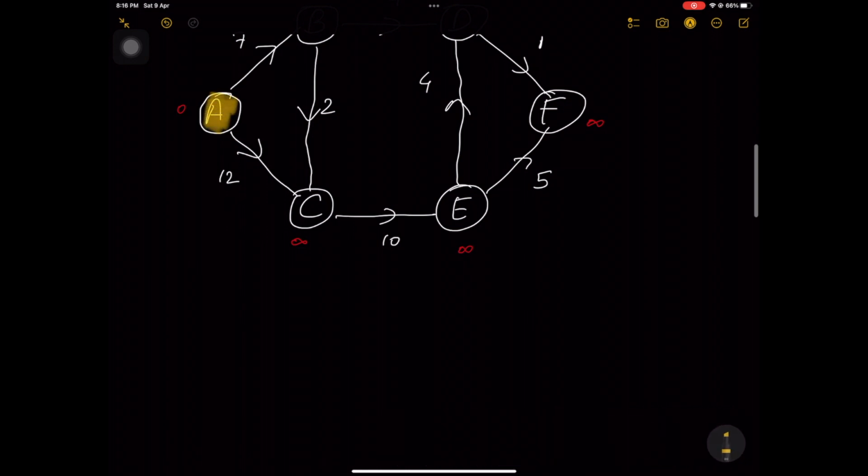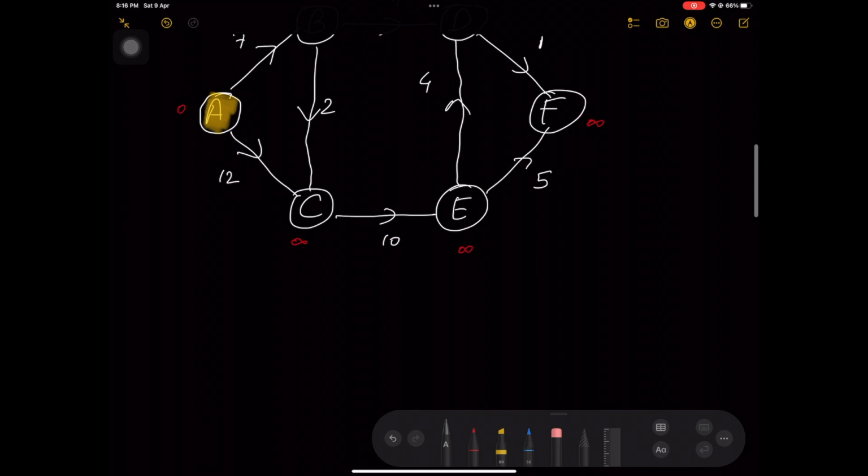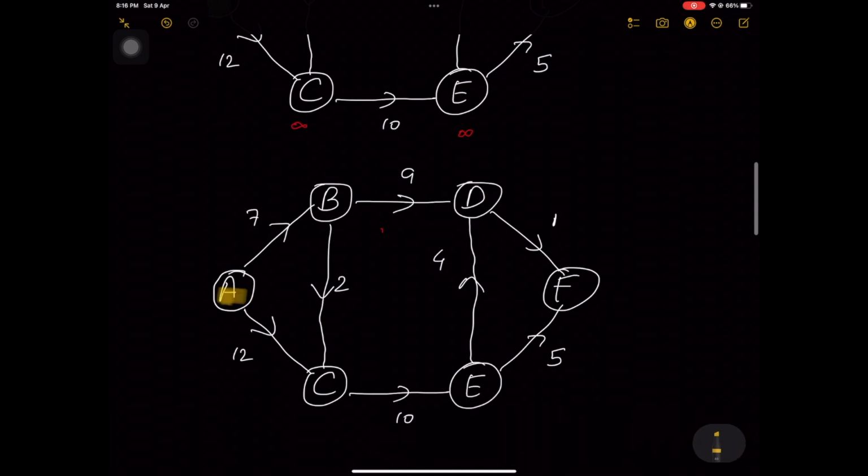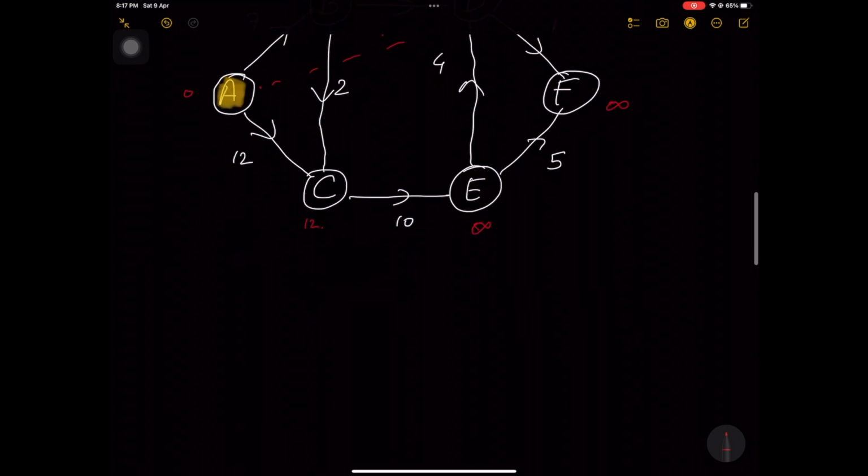Okay, so let's see what we'll do here. Now I am at A, and the distance till A was 0. Now the distance from A to B is 7, distance from A to C is 12. Now let's see which is the shorter distance, and obviously you can't directly go from A to D because there is no direct path which takes you from A to D. So right now it's infinity for D, infinity for E, and infinity for F. The shortest distance between 7 and 12 is 7, so we choose B as our next node. We choose the shortest distance as our next node.